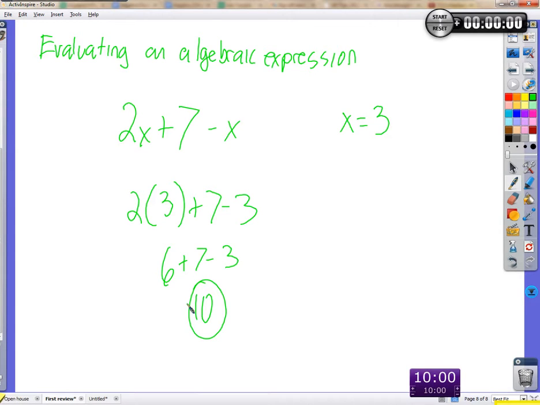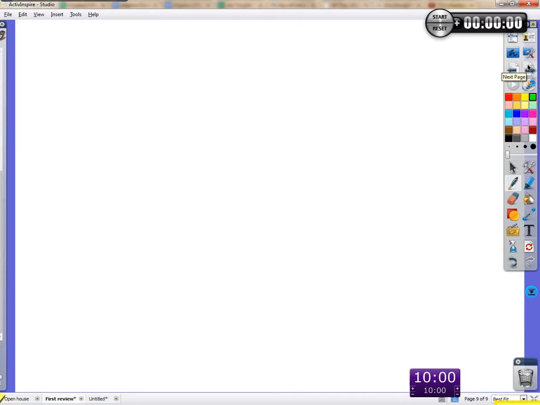So evaluating just means plug it in there. In your homework, you're going to need to do that. You're going to need to evaluate an expression. You're going to be able to plug something in. And that's going to include the topic of order of operations. Okay? So can somebody tell me what the order of operations is? And how do we remember that? Right, PEMDAS. Okay.